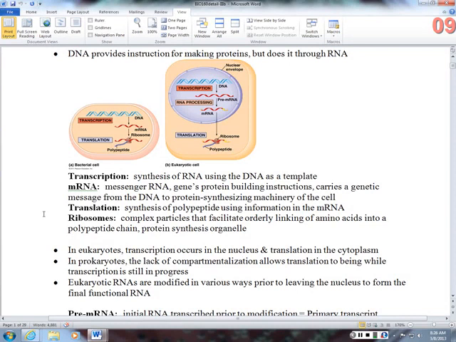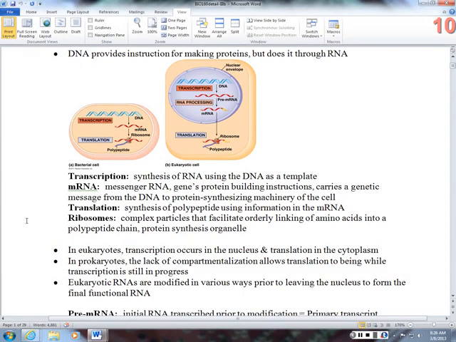Translation is going to be the synthesis of the polypeptide that uses the information in the mRNA. It's going to translate that coded set of instructions. The ribosomes are going to be your organelle. They're the complex particle that facilitates the orderly linking of amino acids to make the polypeptide chain. That's a very formal definition for saying it's going to read the code along the way.